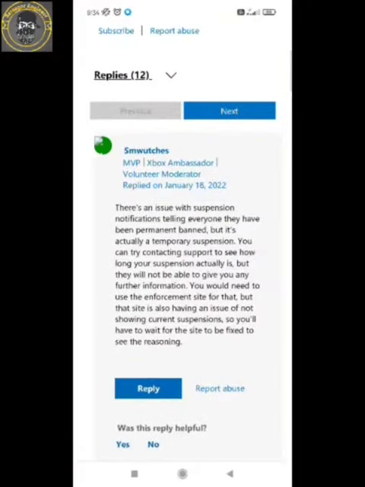Another person said that there is an issue with the suspension notification telling everyone there is a permanent ban, but there is actually a temporary suspension, and that's some error in the website. So there is no permanent suspension, so you will have to wait for the site to be fixed to see the reason. The site is not accurate, and there is an error in the site.